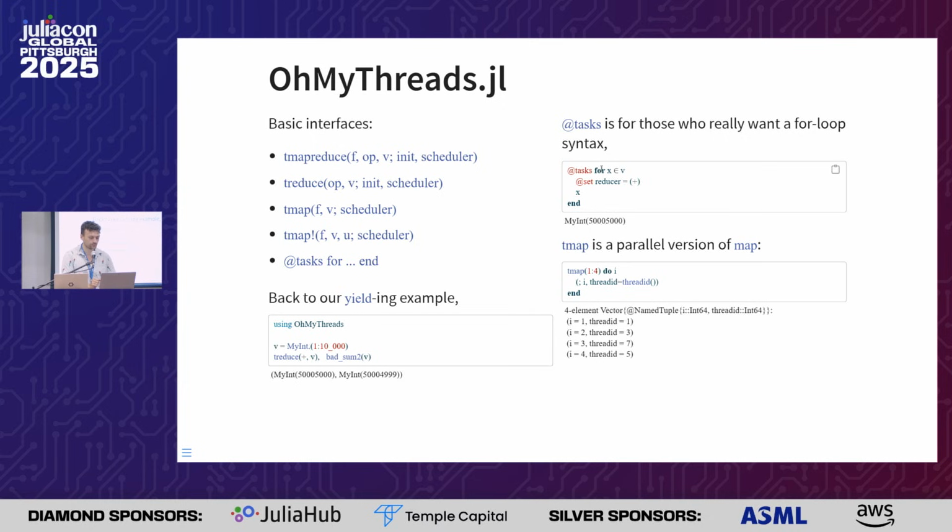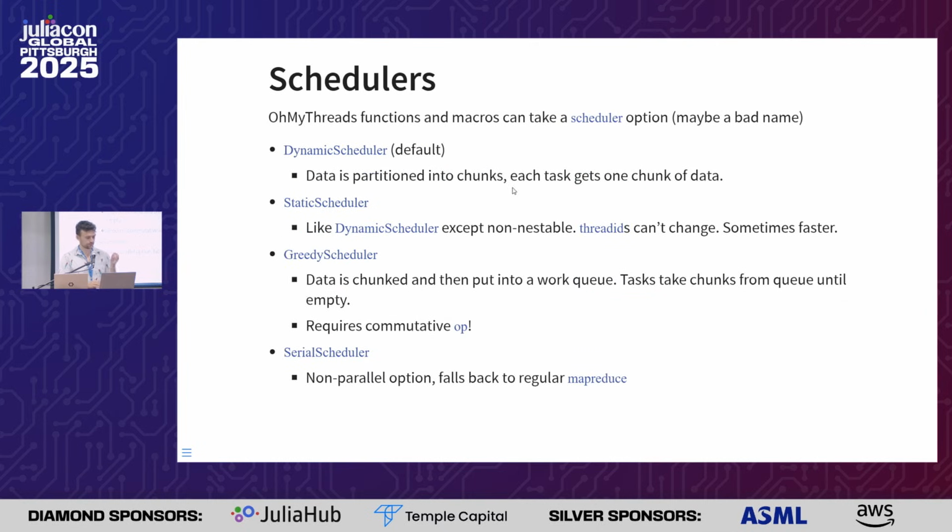This tasks macro basically tries to act like @threads, except you can do things like tell it, okay, I have a reducing operator that should combine each result. So this sum could be written as @tasks for x in v, set the reducer equal to plus, and then return x. And that's equivalent to a MapReduce. We have this tmap function, just a parallelized map that returns vectors. And then just like @threads, we have some scheduling options.